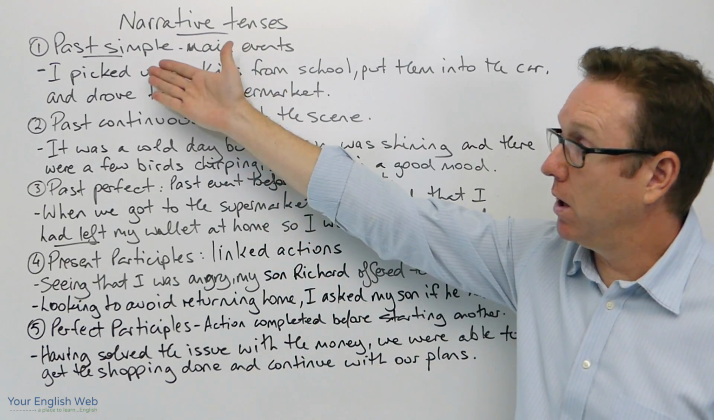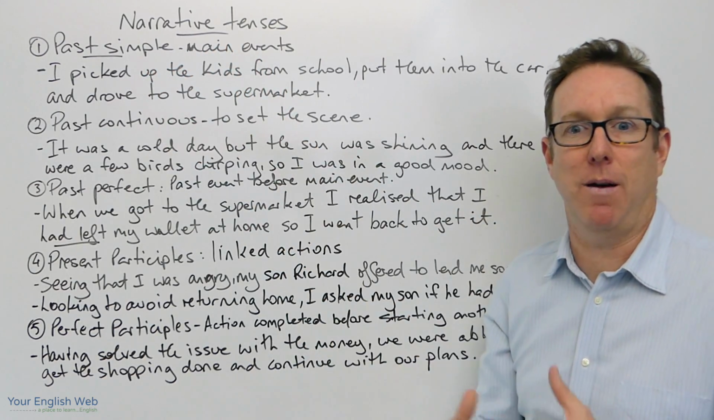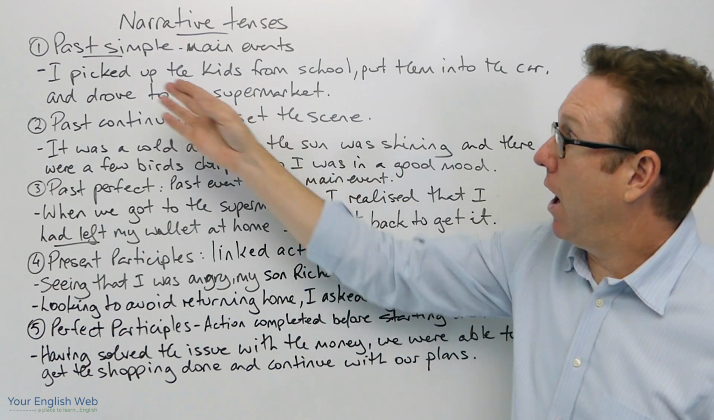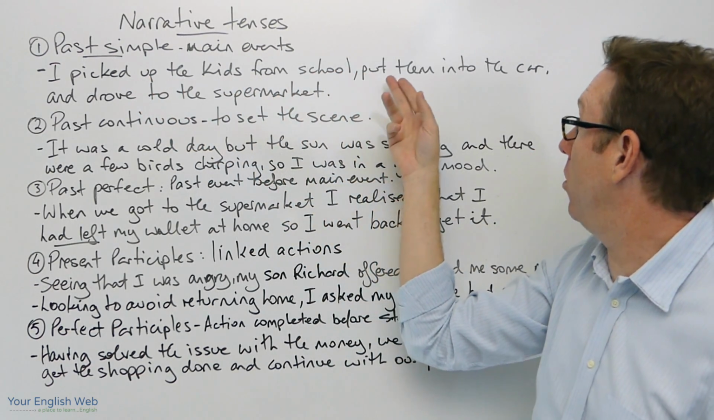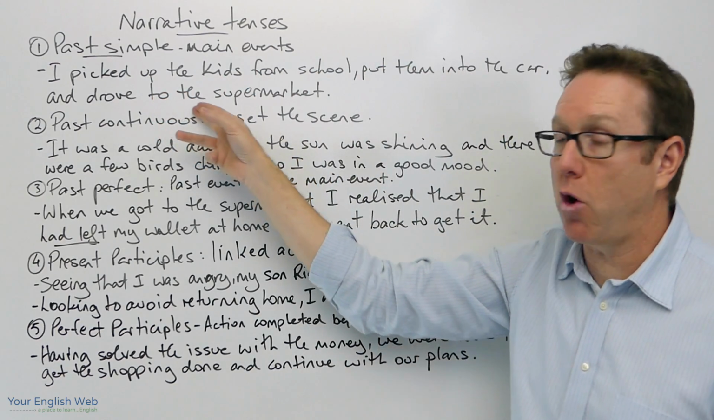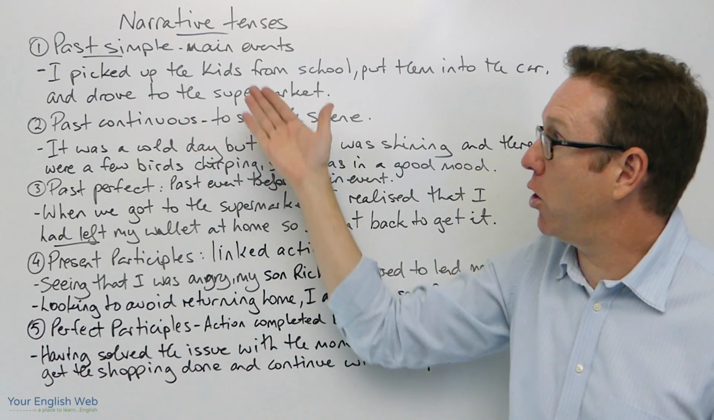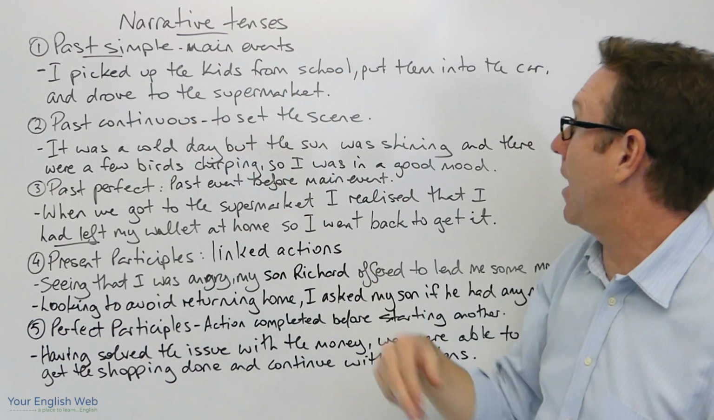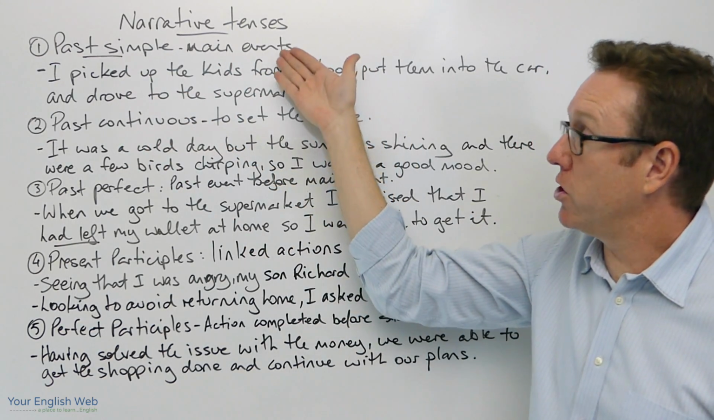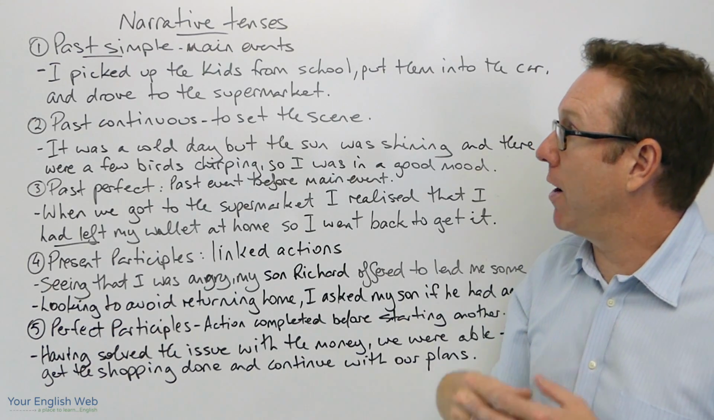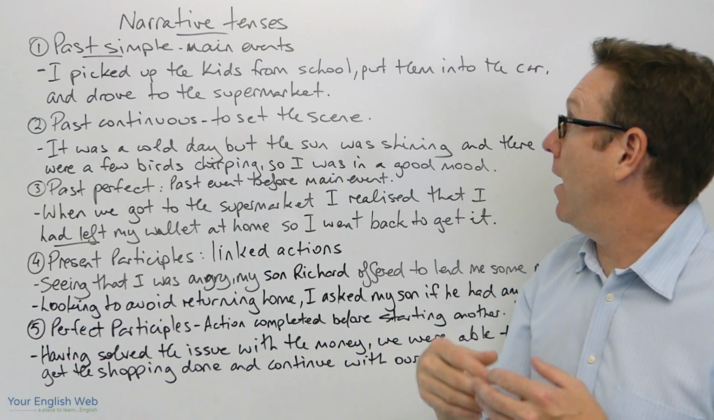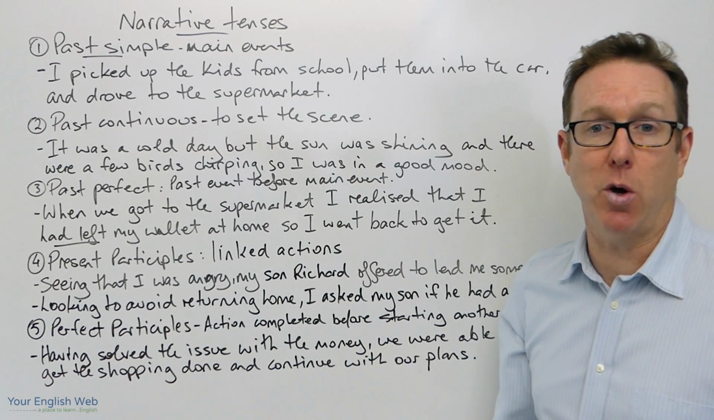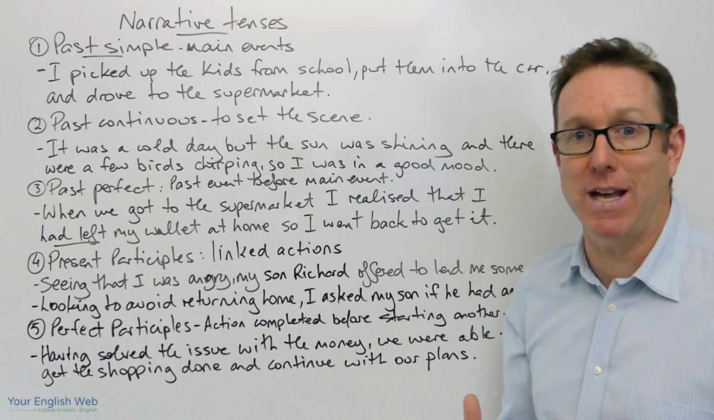So for example, I've come up with a brief story here. I just made it up, it didn't really happen to me. So I picked up the kids from school, put them into the car and drove to the supermarket. So we're using the past simple 1, 2, 3 times here in order to show the main events, okay? So we have the past simple tense.